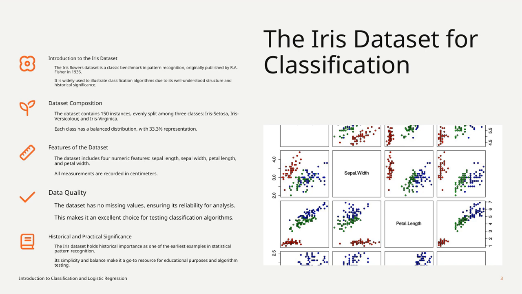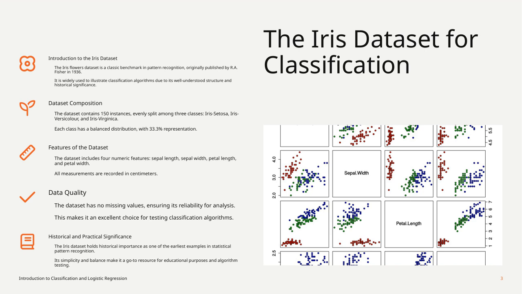One of the reasons this dataset is so popular is because it's very reliable. There are no missing values, which means we can analyze it without worrying about incomplete data skewing our results. This reliability makes it a perfect choice for experimenting with different classification techniques. Now let's look at the features of the dataset. It includes 4 numeric measurements: sepal length, sepal width, petal length, and petal width. All these measurements are recorded in centimeters, providing a standardized way to compare different flowers.